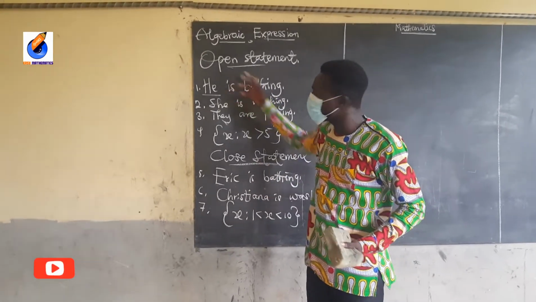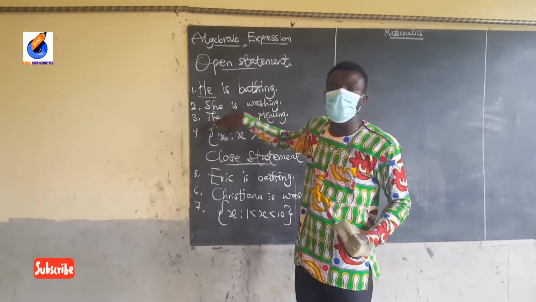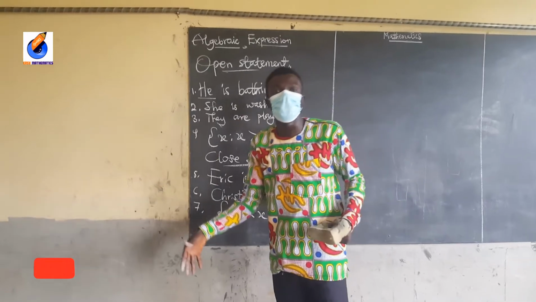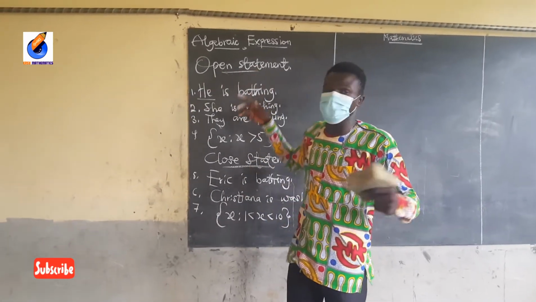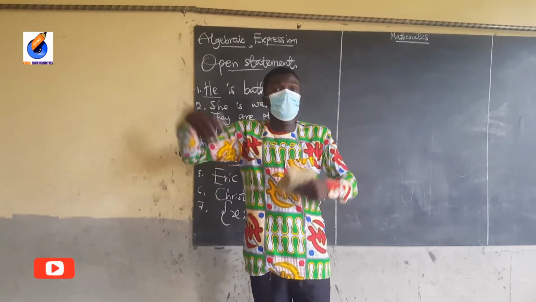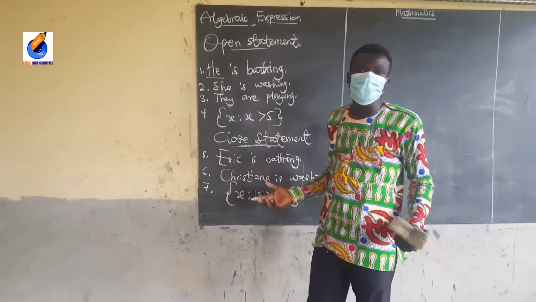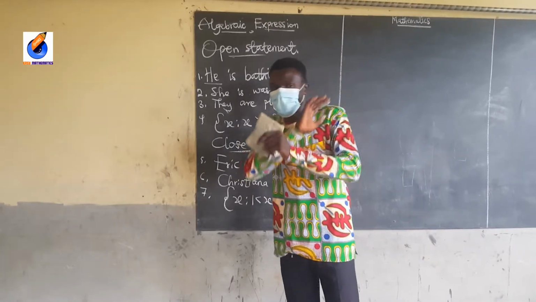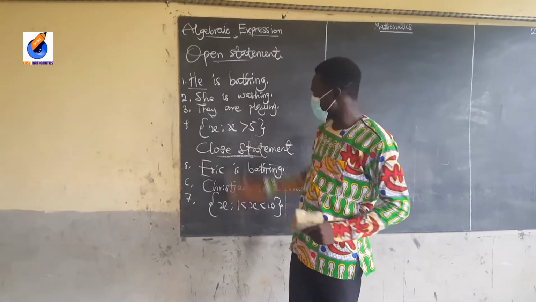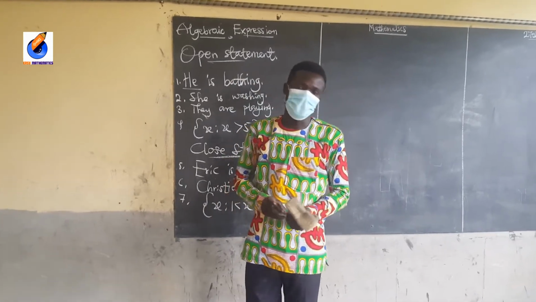So, with the open statement, we say that the person or the subject in the sentence is unknown. And an open statement is a statement that has one or more variables. Then a closed statement is a statement that has values and no variables. So these are the open statements and the closed statements in the algebraic expression aspect.